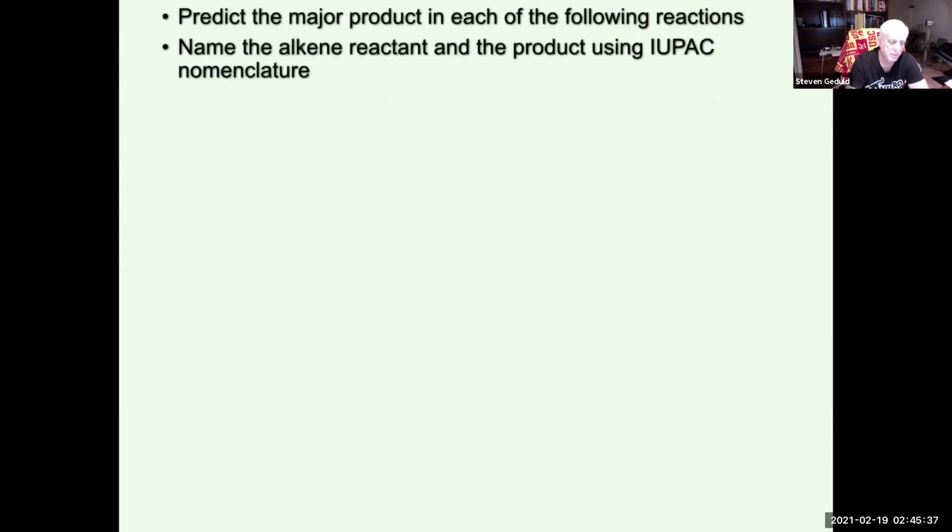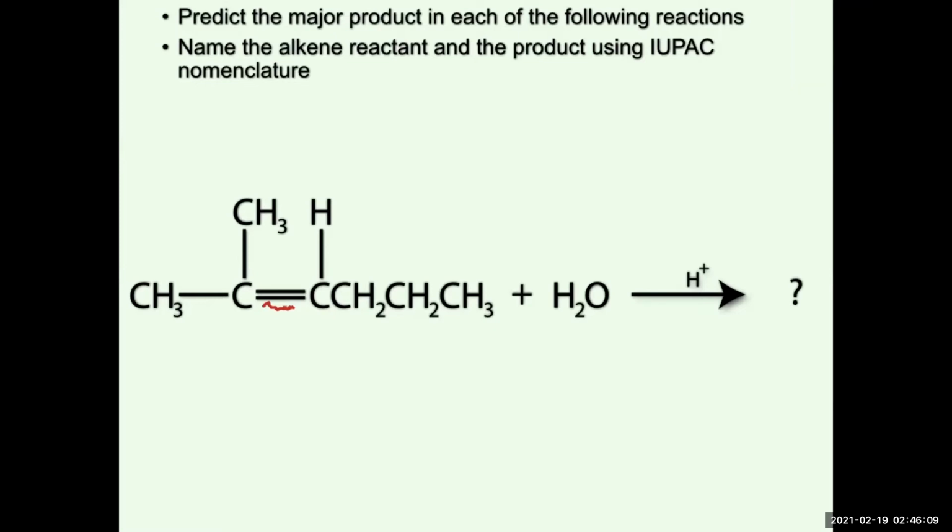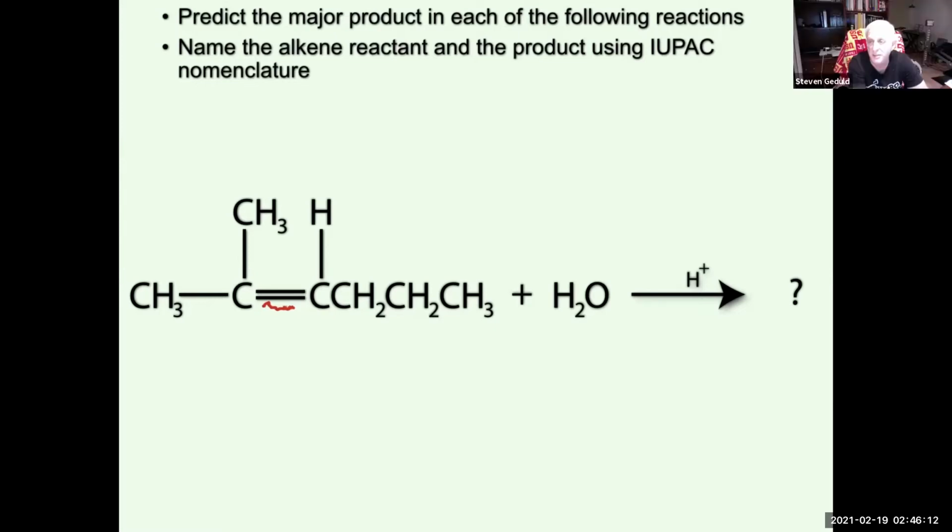Predict the major product in the reactions. Name the alkene product using nomenclature. All right. Here's another reaction. This is a hydration reaction. So hydration means we're adding H and OH across a double bond. So here's our double bond. Is it symmetrical or not symmetrical? Not symmetrical, because it's different on both sides of the double bond.